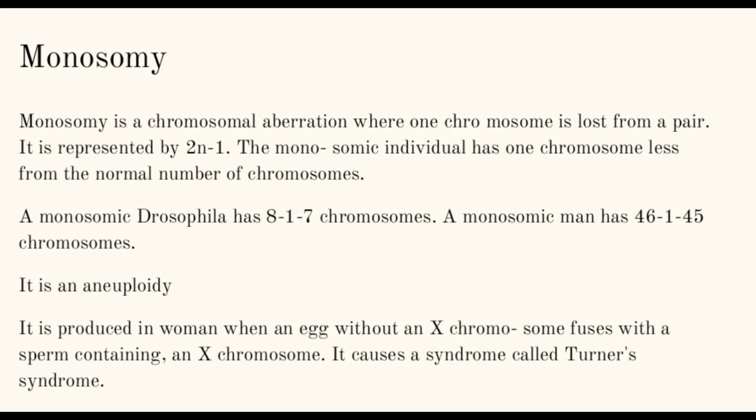In an aneuploidy, it is produced in women when an egg without an X chromosome fuses with the sperm containing an X chromosome. It causes a syndrome called Turner syndrome.